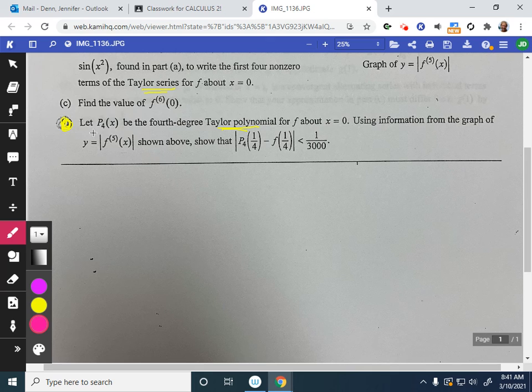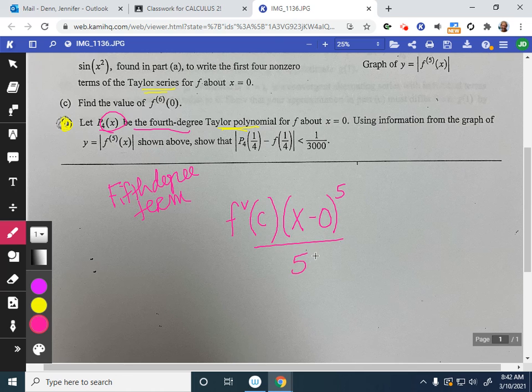So Lagrange error bound. All right, so let P sub 4 be the 4th degree polynomial. Find the error. So we have to use the 5th degree term. We are going to use the 5th derivative of f, evaluated at some value c, which we don't even really know, times x minus where we're centered to the 5th over 5 factorial. This is the Lagrange error bound. You would get a point just for writing that down, even if the numbers we plug in don't end up being totally correct. Okay, so we know that this was 0, not a, because we were centered at 0.